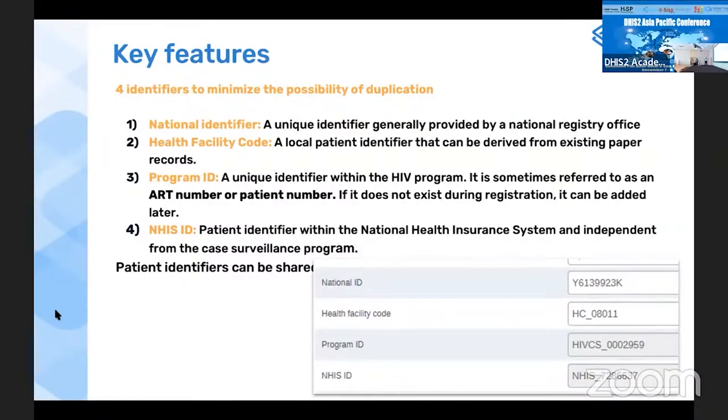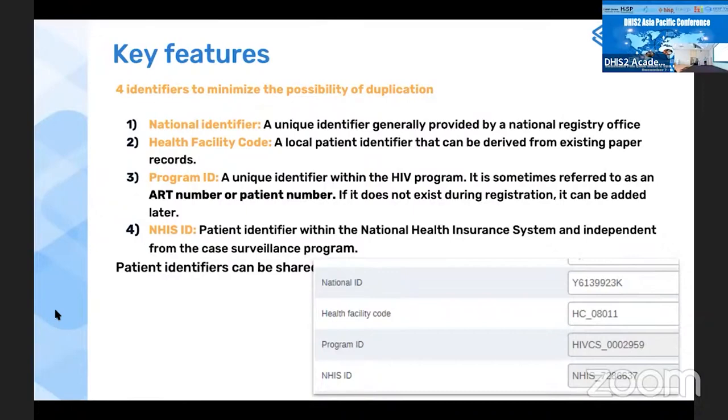So you have the national ID. So if you have the implementation of a national ID in your country, then you can use that national identifier. Health facility code. Now we see that in the health facilities, there are ART registers where they also generate a patient code. So that could also be added here. You have program ID. So if a person is enrolled in multiple programs and is given program-specific IDs also, then that could also be used for identification of the patient. Then we have the NHIS ID. So many countries have started supporting the HIV positive patients through their health and benefit schemes for insurance. So you can even use NHIS ID as one of the identifiers of the respective patient.